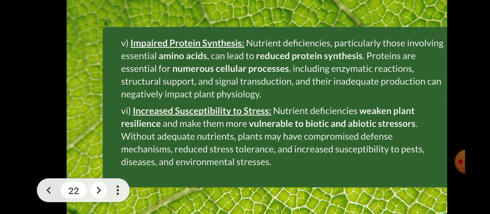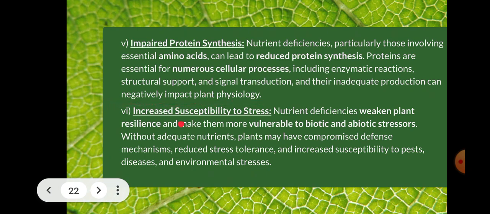The fifth one is impaired protein synthesis. Nutrient deficiencies, especially the ones which involve essential amino acids, can lead to reduced protein synthesis. Proteins are very essential for many cellular processes, including enzymatic reactions, structural support, and signal transduction. When they are not sufficient, it can negatively impact the plant physiology.